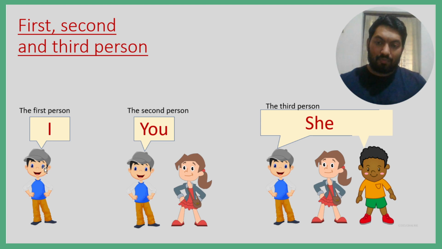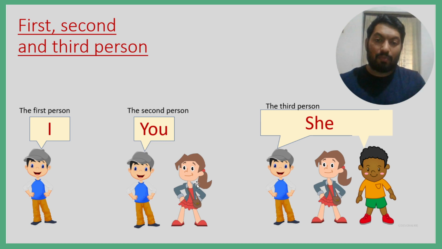So here, the one who speaks is represented with the pronoun I. For example, I am going to church. In this sentence, I is first person because it represents the person who talks. This boy talks. So, I is first person. First person is the one who is talking.